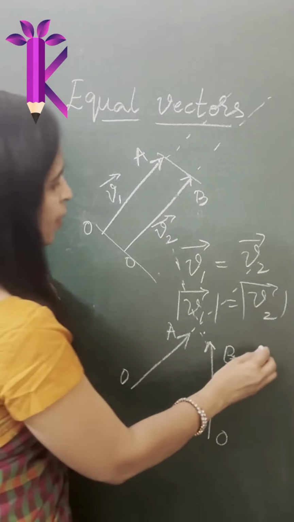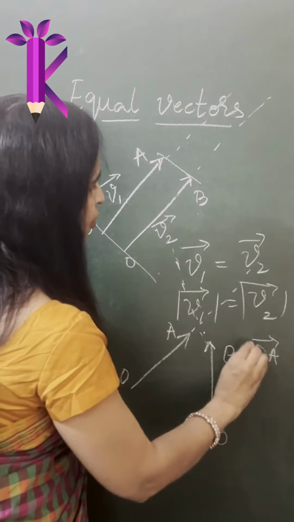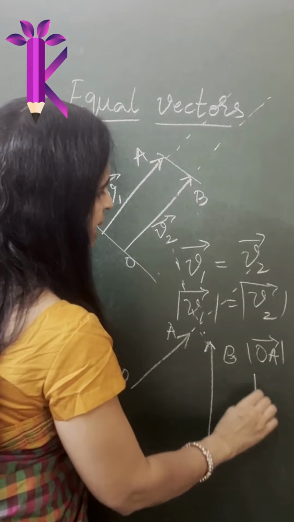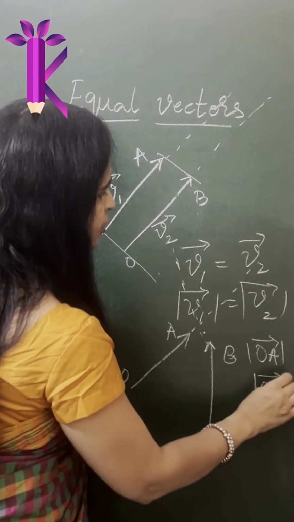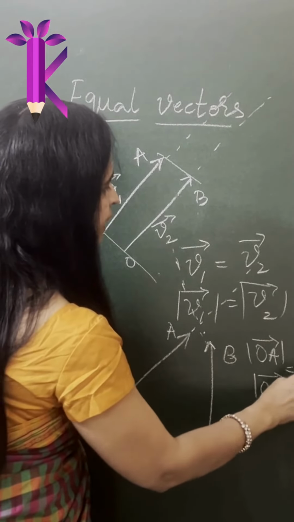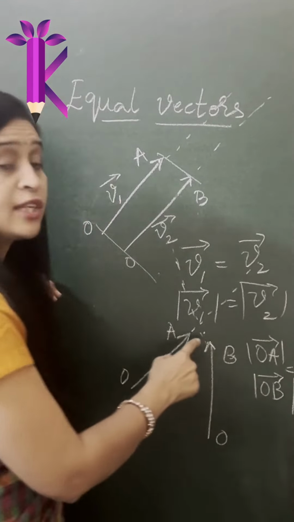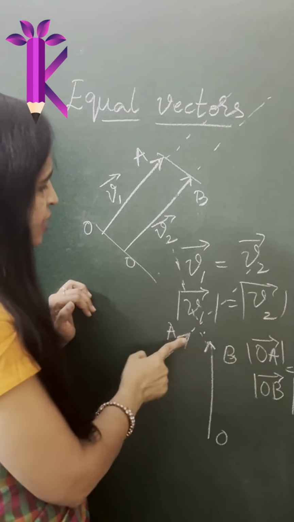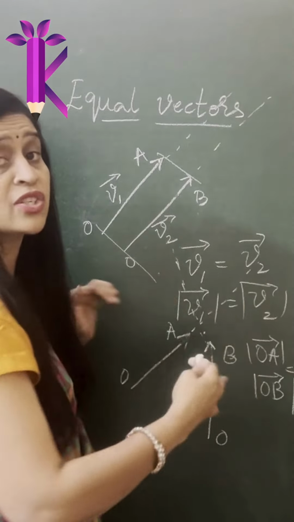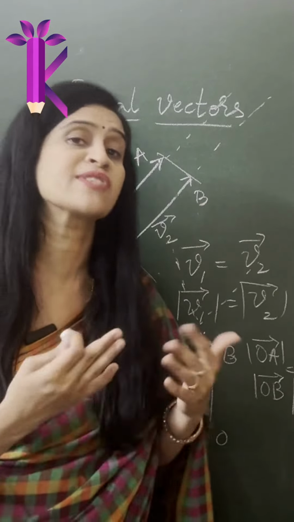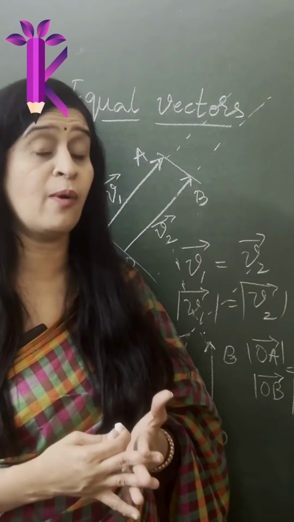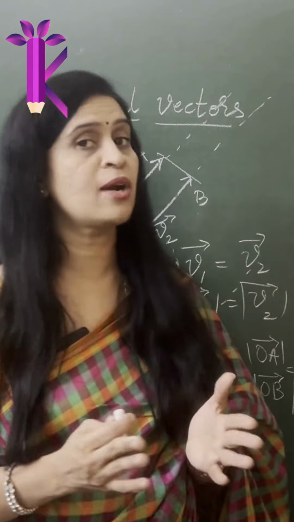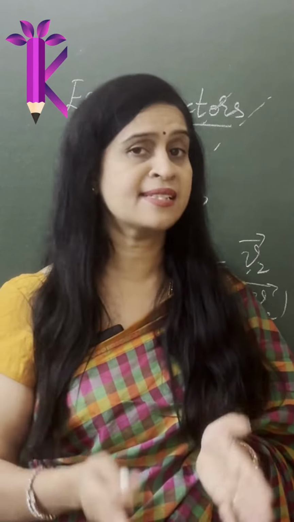So here the magnitude of OA is the same as the magnitude of OB, both are equal, which is equal to 18 meters per second. But when you talk about the direction, one is heading towards this direction, another is heading towards this direction, they are heading in the opposite direction. So such vectors cannot be called equal vectors. For any vector to be called an equal vector, it has to head in the same direction.